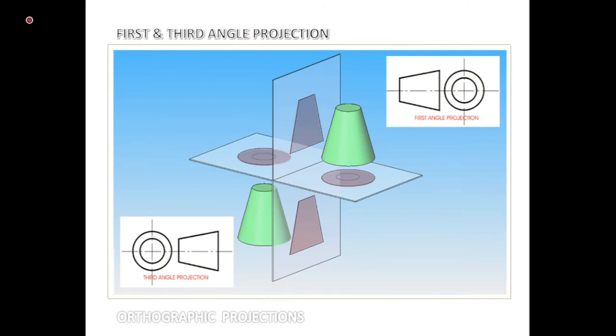Now let me simplify this for you. First angle projection means the object is kept in the first quadrant. Third angle projection means the object is kept in the third quadrant. This can be a very simple answer also, but that's not the exact answer. Okay, so like that you can remember. So first angle projection, where is the object? It is there in the first quadrant. Third angle projection, where is the object? It is there in the third quadrant.